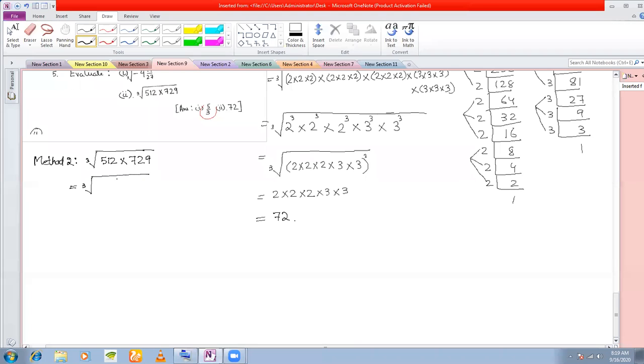If you would have remembered that 512 is nothing but 8 cube and 729 is nothing but 9 cube, then you could have directly written this as 8 into 9 whole cube, which is 8 into 9, which is 72. Okay, which you could do in 2 lines if you had remembered the cube of 8 and 9. So that completes your assignment problems here.